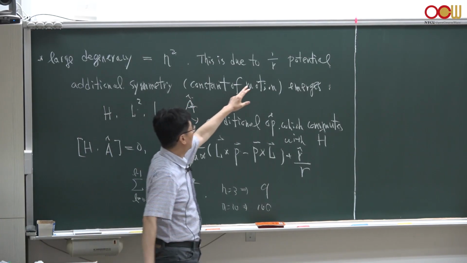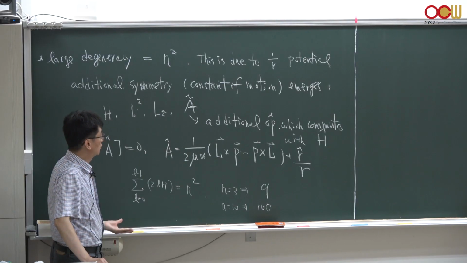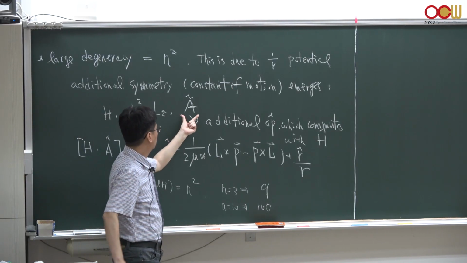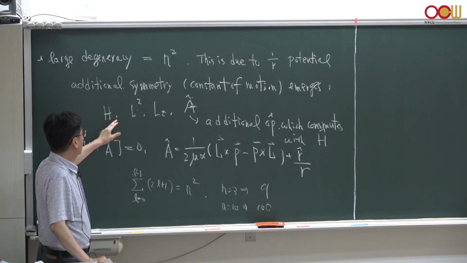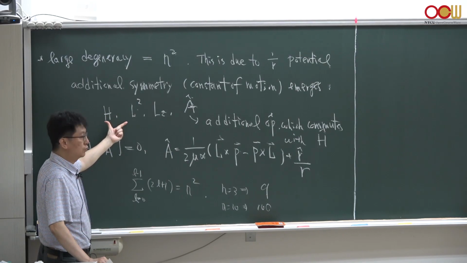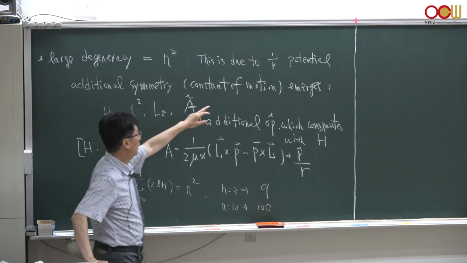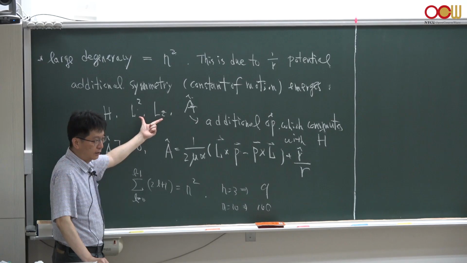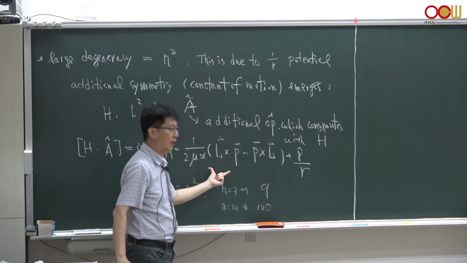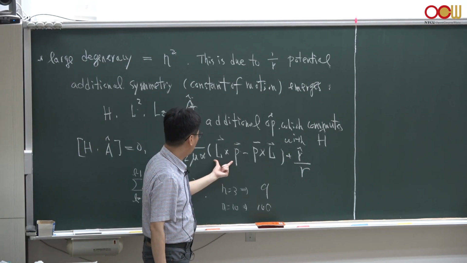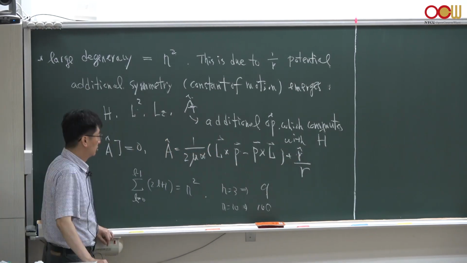The reason why this 1/r potential leads to such a huge degeneracy is because an additional symmetry emerges. This additional symmetry is described by an additional operator, which commutes with the Hamiltonian. Remember, we have these 3 operators that are mutually commuting with each other: the Hamiltonian, L square and Lz. But for the 1/r potential, we have an additional operator which can be included in this commuting set, capital A. Capital A is defined as a combination of L cross P minus P cross L plus the unit vector of r divided by the distance r.